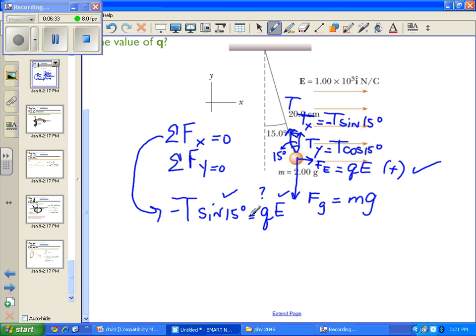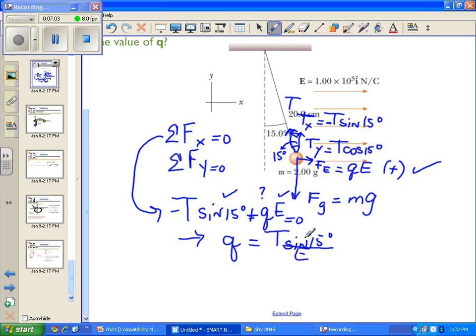Therefore, this is a positive and these add up to 0, which means that if we solve for Q, that is, take QE to the right-hand side of the equation, then the negative sign that will be placed in front of QE balances the negative sign in front of T, and so Q is equal to T sine of 15 divided by E.